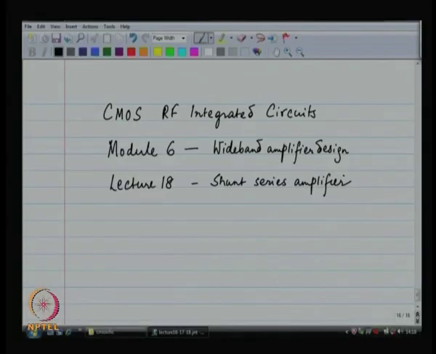Welcome back to CMOS RF integrated circuits. As part of module 6, that is wideband amplifier design, that is what we were doing. Today we are going to discuss the shunt series amplifier.